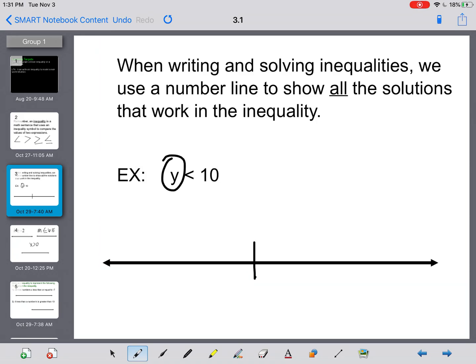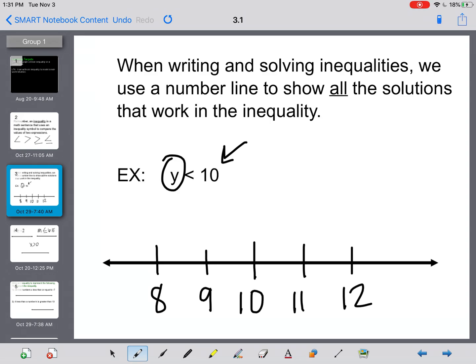So we are actually going to be shading in on our number line every number that could go in for this variable. When you make your number line, you need to have at least three numbers. The first number that you're going to need is whatever number they give you. So I'm going to put my 10, then I'm going to put a couple more on each side.